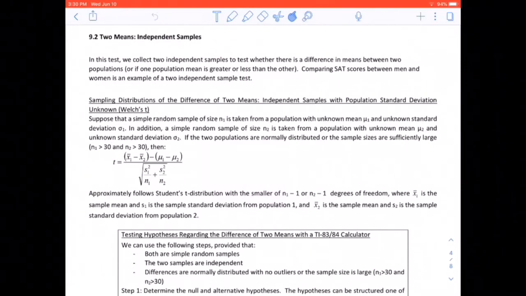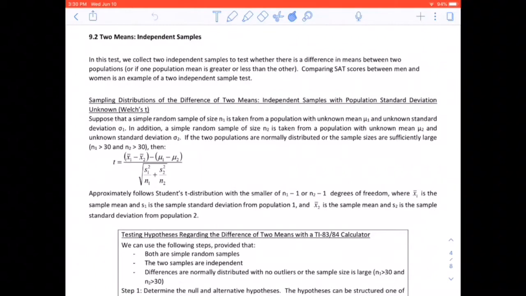We are in section 9.2, two means, independent samples. In this test, we collect two independent samples to test whether there is a difference in means between two populations, or if one population mean is greater or less than the other. Comparing SAT scores between men and women is an example of a two independent sample test.